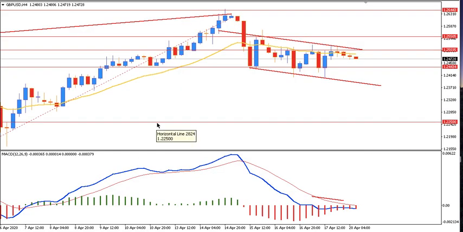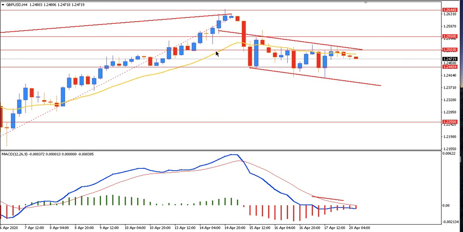GBP USD has been maintaining a falling channel, a descending channel below 1.25, and the price is residing below 1.25 while it is still pushing lower. So currently I'm expecting the price to bounce off from 1.2450 and push higher towards 1.2550 and towards 1.2650 as well. But for that, the price needs to break above 1.2550 with a daily close.